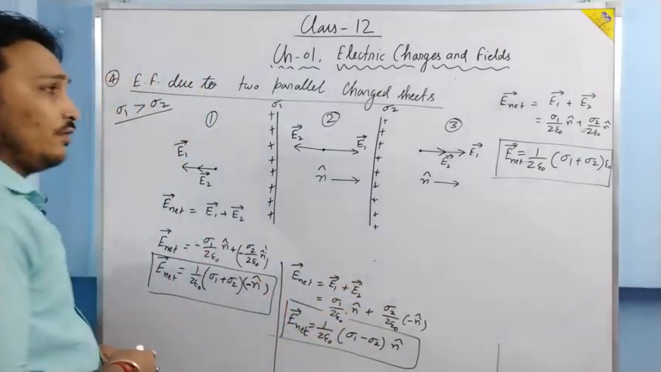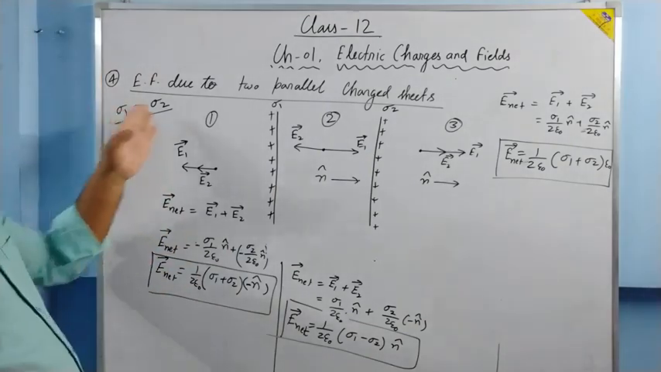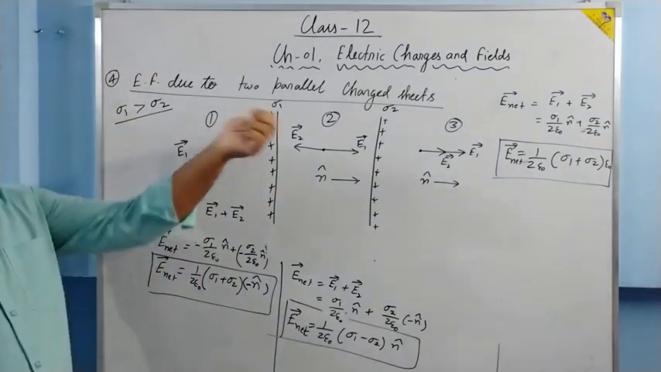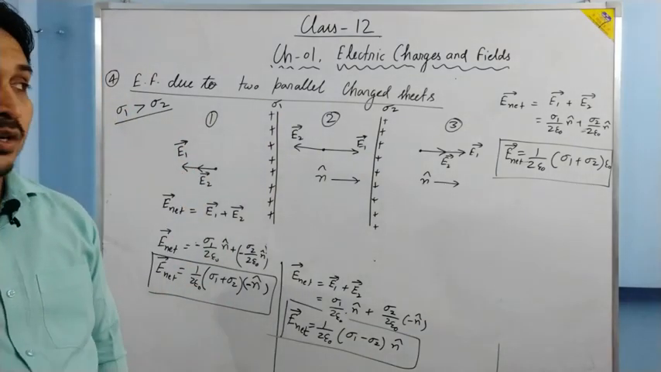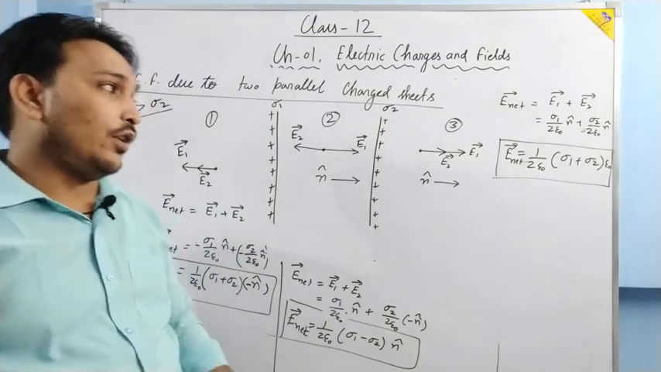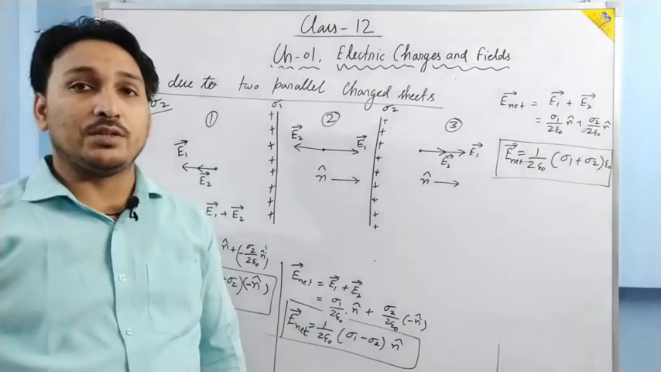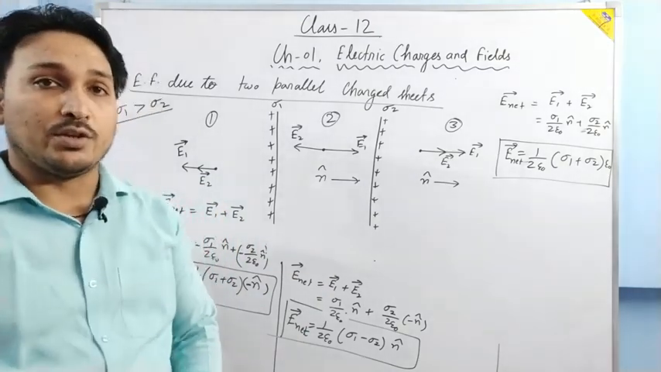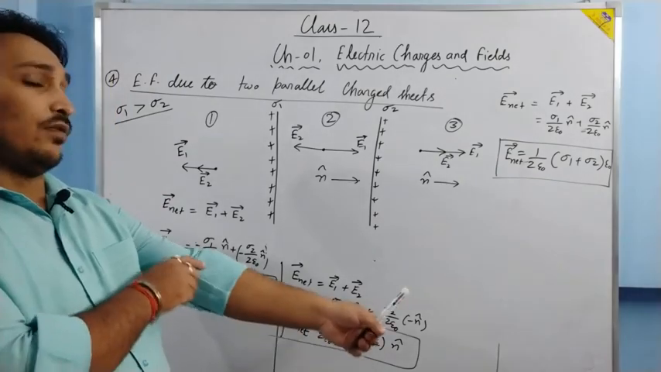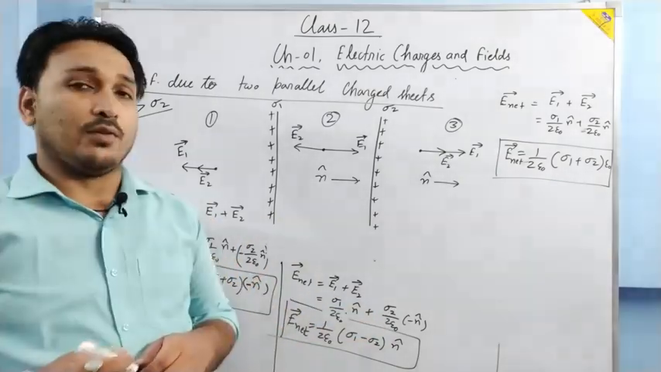Like suppose this is a positive charge and this is a negative charge. I have calculated taking sigma 1 greater than sigma 2. Suppose it is given that sigma 2 is greater than sigma 1. So accordingly, the case can be changed. What you need to understand is to put the right direction of the electric field, which is very confusing. Many students ask why the direction of electric field is like this, so you have to understand it very carefully.